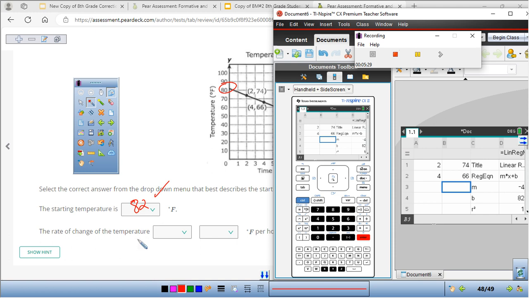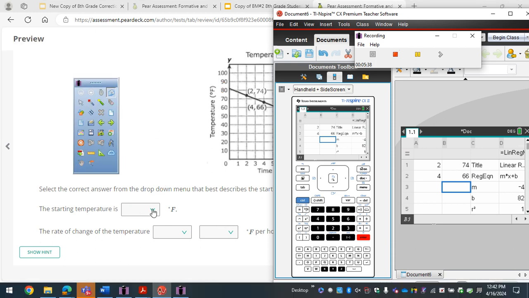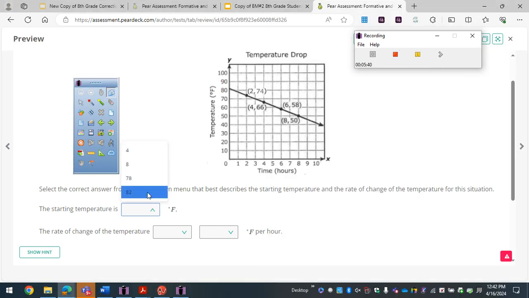And the rate of change, okay. The rate of change of the temperature is dropping, and it's going to be at a -4. Let's see what answer choices we get here. Here we'll go with, I think 82 works.